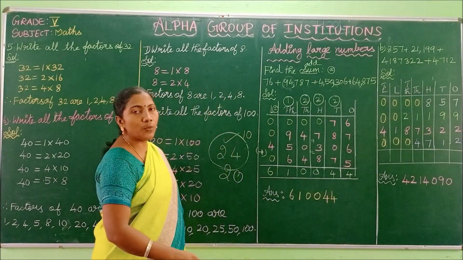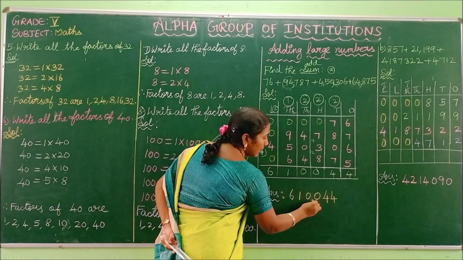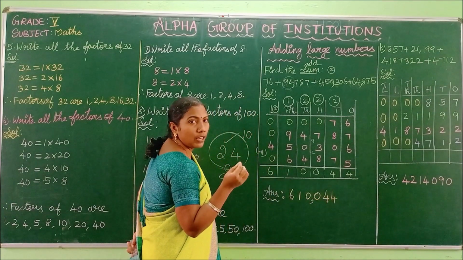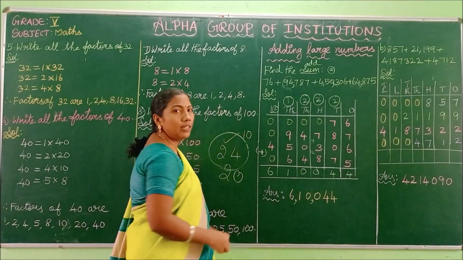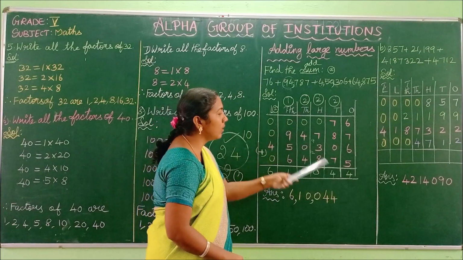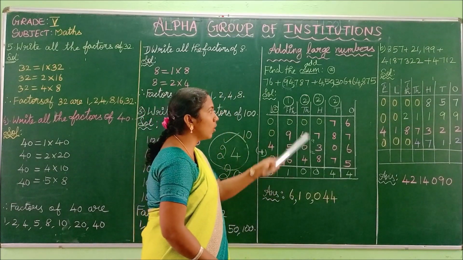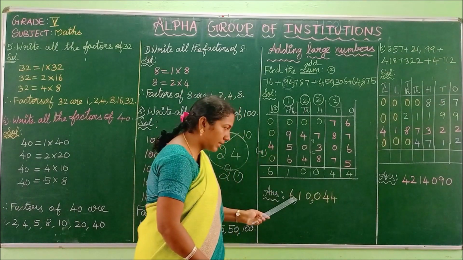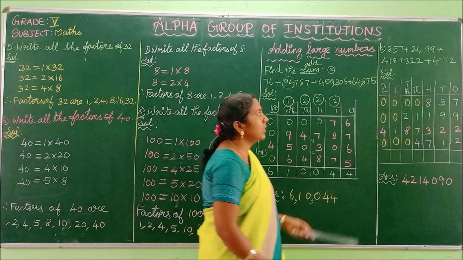As per the Indian system, you have to put the commas like this: 1 2 3 after the 3 digits, and then after every 2 digits. So 1 2. Now how do you read this number? 6 lakhs 10,044. This is the answer. See the next sum.